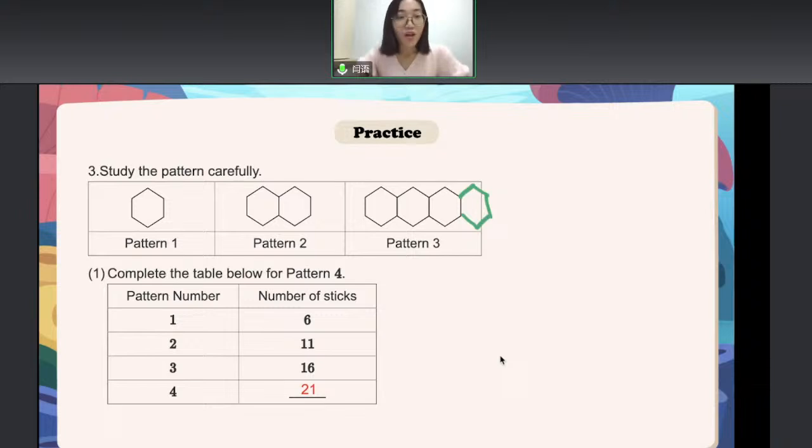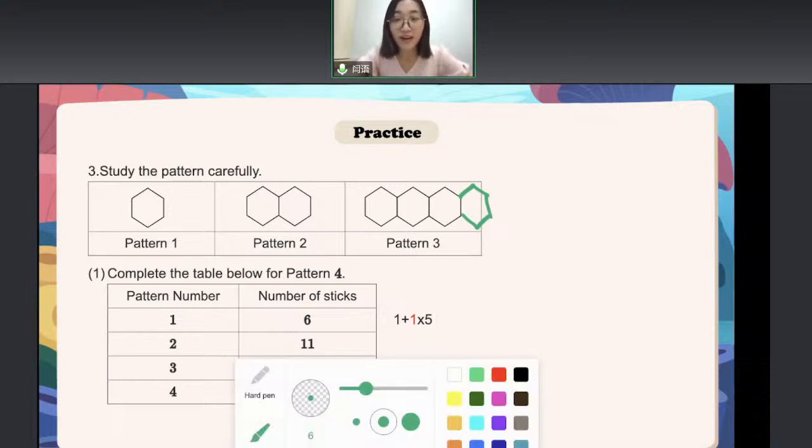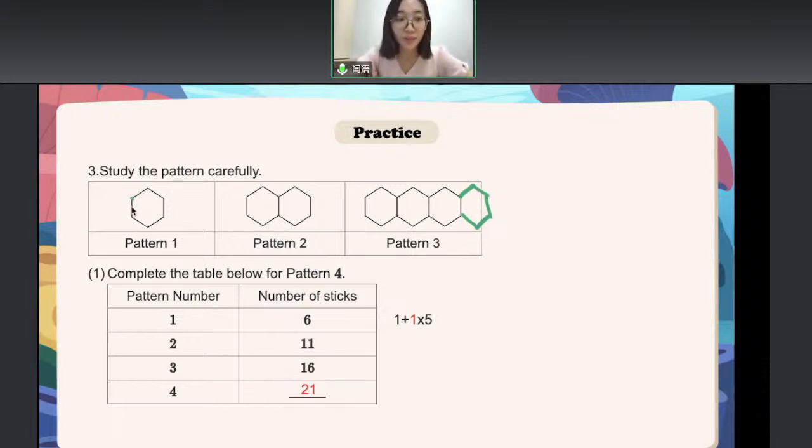Okay, and then try to summarize the formula here. What is the formula? You can see that for the first pattern, you can divide it into 2 parts. The first part is 1. And then the second part is 1, 2, 3, 4, 5, right? What about the second pattern? Again, we start from 1 and we have 1, 2, 3, 4, 5, and then 1, 2, 3, 4, 5 again. So how to summarize? We can also turn 11 into 1 plus 2 times 5.